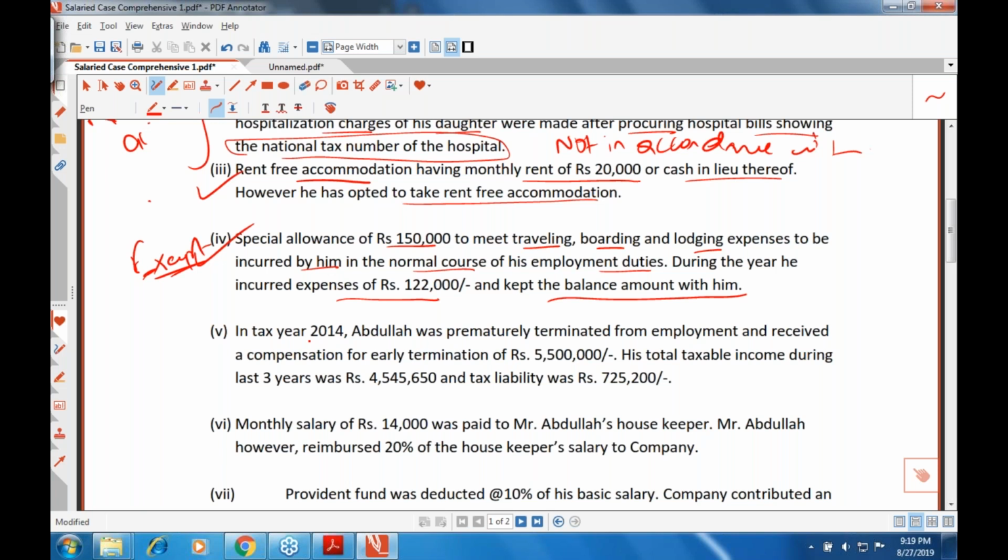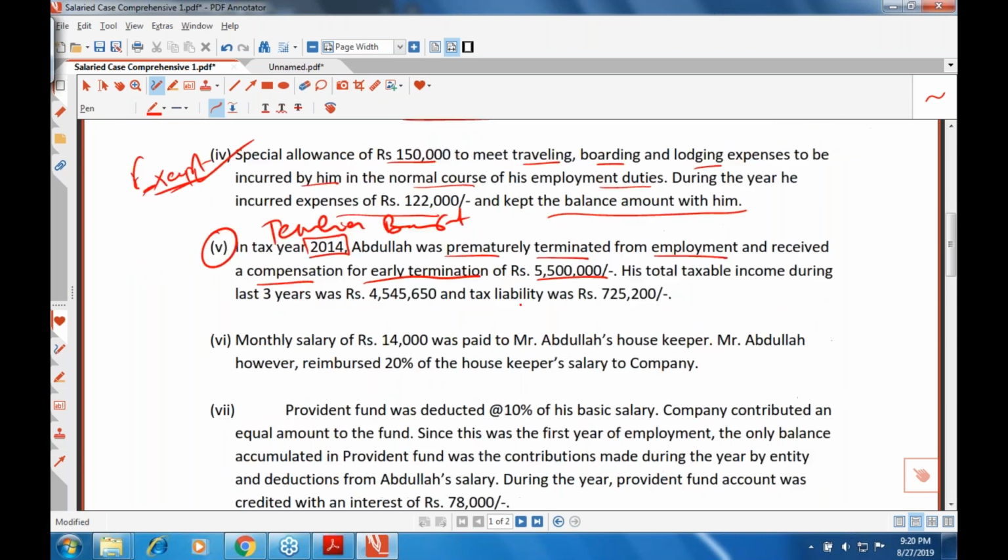Next. In tax year 2014, Abdullah was prematurely terminated from employment and received a compensation for early termination of 5.5 million. His taxable income during the last 3 years was this. So this is actually a termination benefit which we are going to add up at a later stage after deciding what to do. Now what next is there?